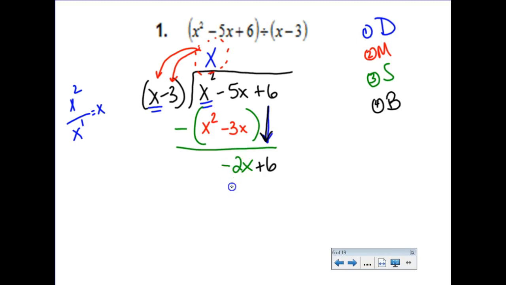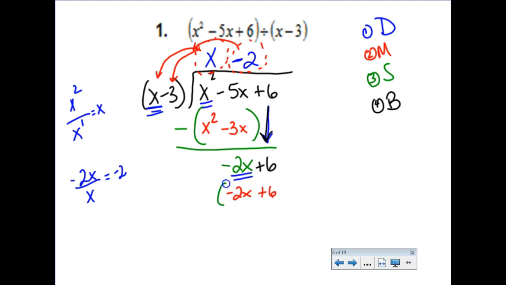So back to divide. You take your lead term, and you divide it by the divisor's lead term again. So negative 2x divided by x would leave us with a negative 2, and that's what I write up here. So this time, you take the negative 2 and you multiply it into the divisor. And remember, we have to distribute it. So negative 2x minus 2 minus 3, let's see, that's a plus 6.